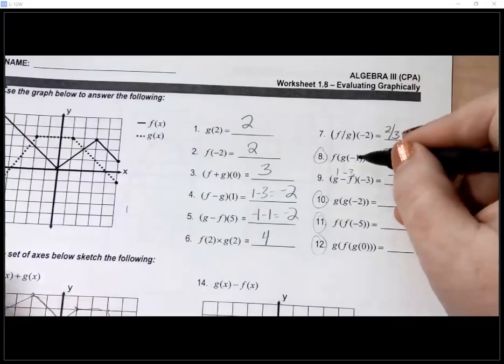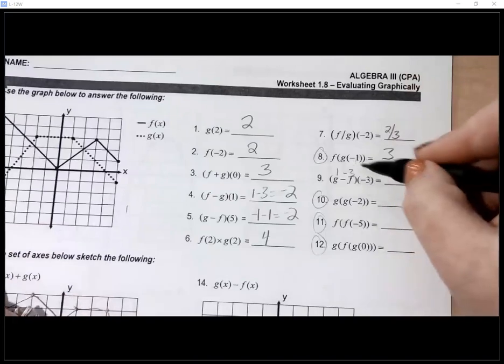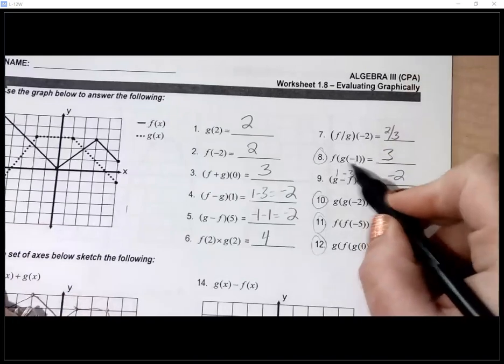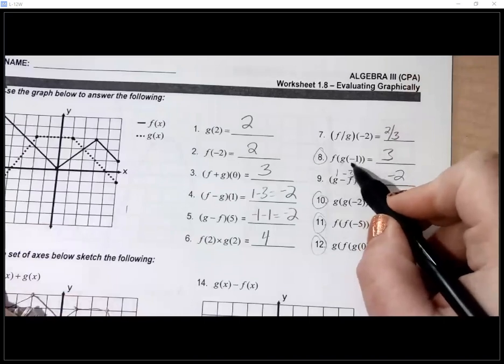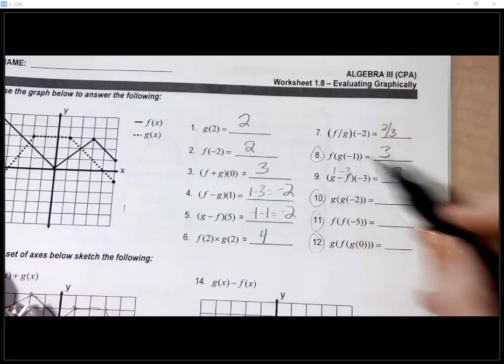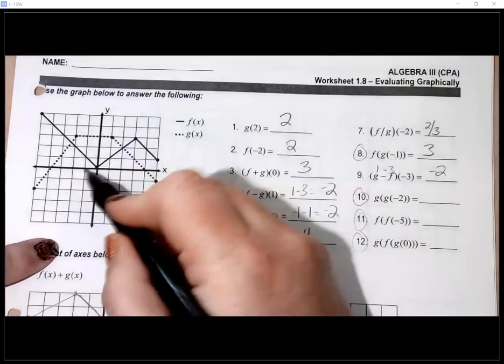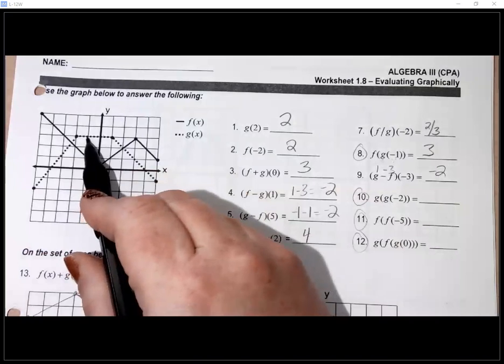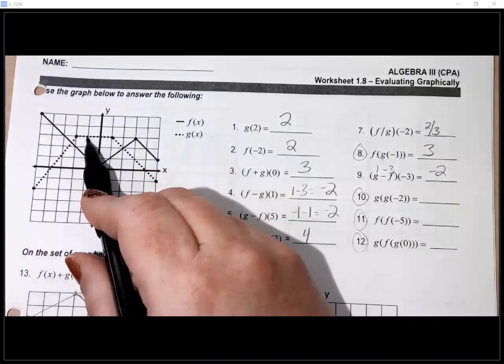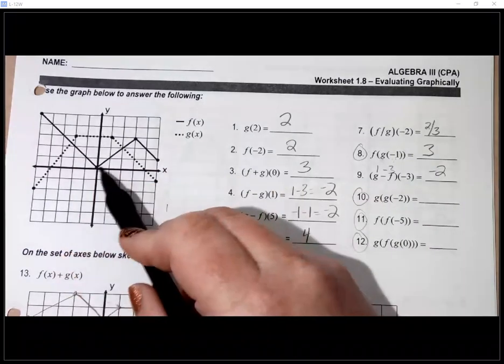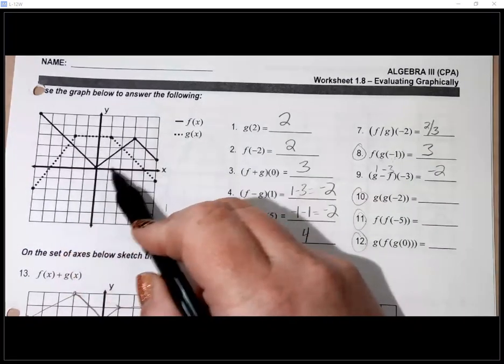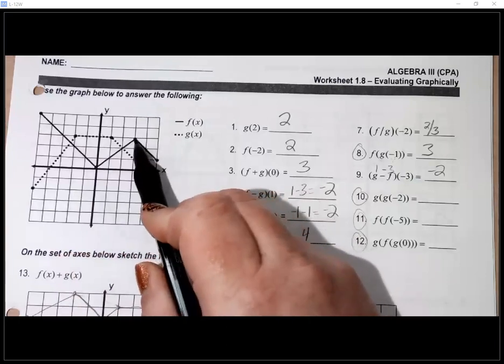So when you have something like this, again, I'm going to start with the G function and evaluate it at -1. If I look over at my graph, I want the G, which is dotted, right? At -1, its value is 3. So I'm going to take that and put it into the F function. That means I want to see what's the value of the F function at 3. So I go to my F, which is the solid. I go to +1, 2, 3. Its value is 3. That's where that came from.